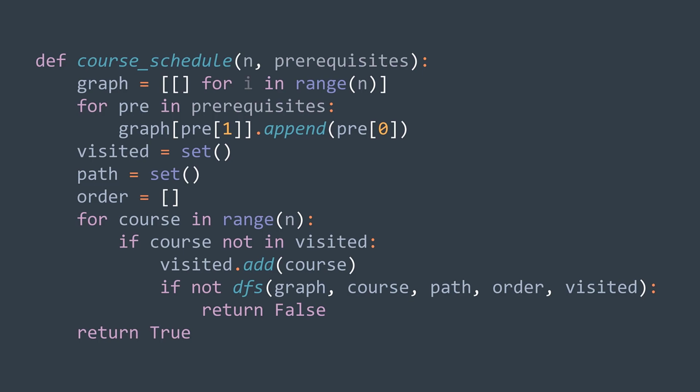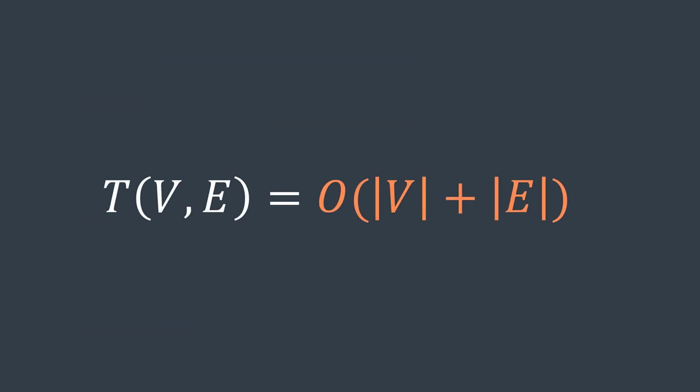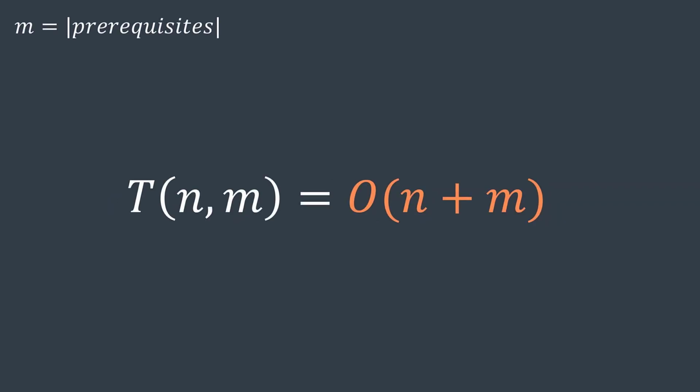For the time complexity, we're just performing depth first search on a graph, and the time complexity of DFS is length of V plus length of E, while length of V is the number of vertices and length of E the number of edges. Here the number of vertices is the number of courses, n, and the number of edges is m, the length of prerequisites list. We got an O of n plus m time complexity.